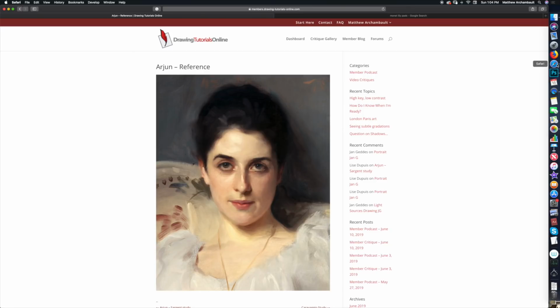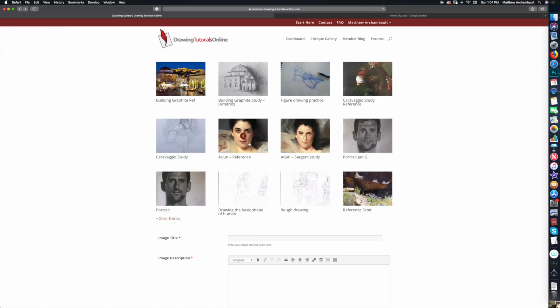So remember, you've got to look at it small like this. Very important that you look at it small.